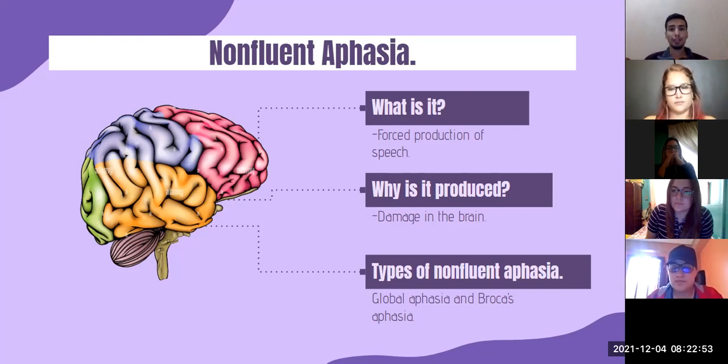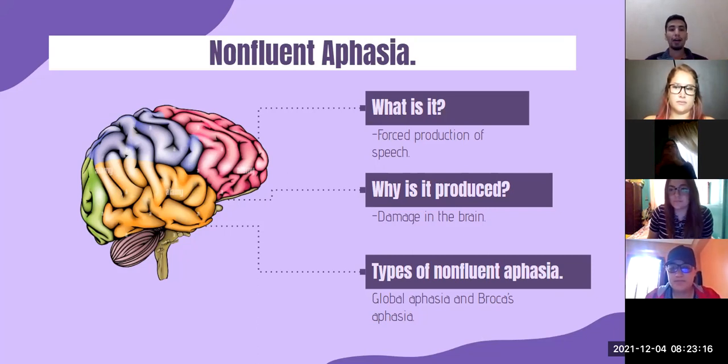Why is it produced? Well, basically, it is produced from damage in the brain, and in this case, it is specifically in the frontal area of the brain, in the central sulcus. As you can see in the image, the frontal area is in color red or pink.